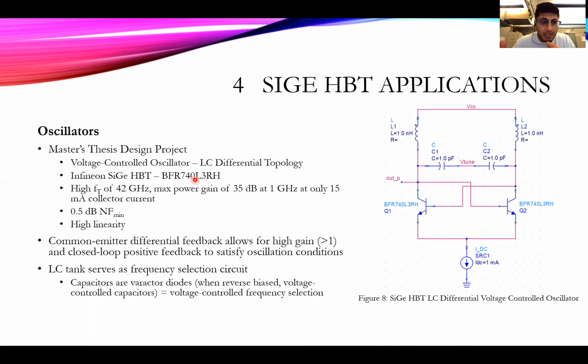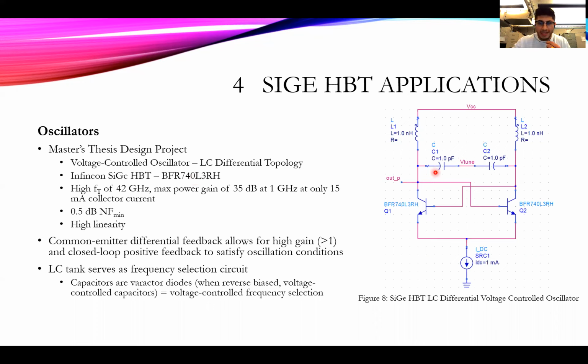It has a really high transition frequency of 42 gigahertz, which is pretty significant, with a max power gain of 35 decibels, which is really good. And one thing to note is 35 dB is acquired at only 15 milliamps of collector current, with a corresponding noise figure of only half a dB, potentially the lowest possible, with really high linearity specs above 20 dBm as well.